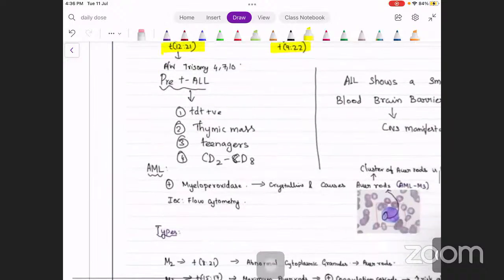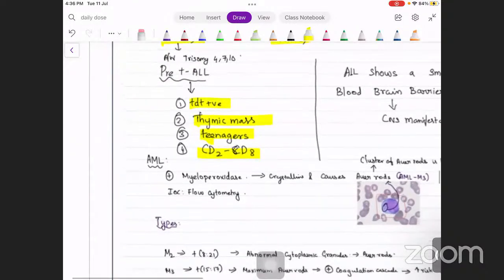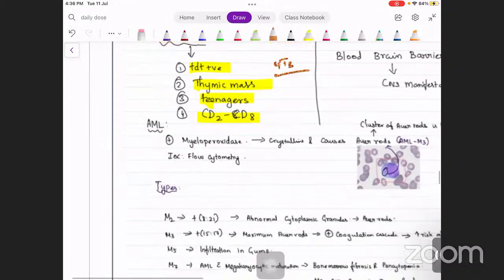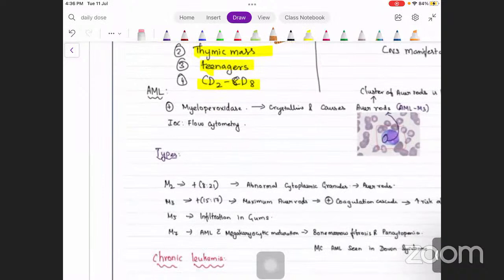Pre-T ALL again: thymic mass, teenagers, TdT positive, CD2 to CD8. Pre-T ALL, 4 Ts. What are they? TdT positive, thymic mass, teenagers, and CD2 to CD8. While AML is positive for myeloperoxidase, where you see the crystalline and it causes Auer rods.